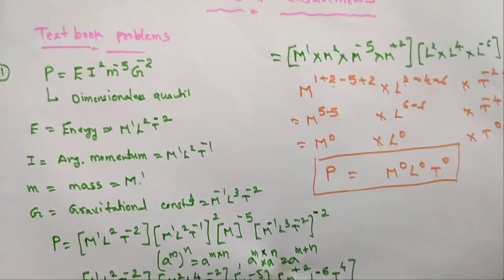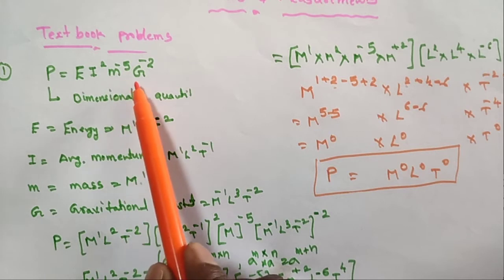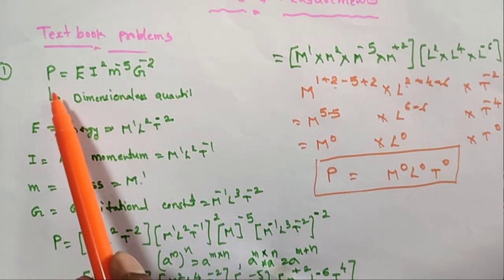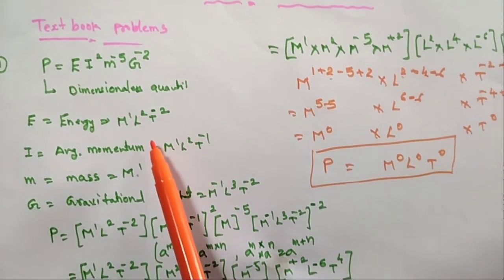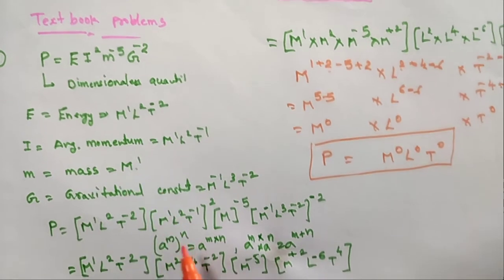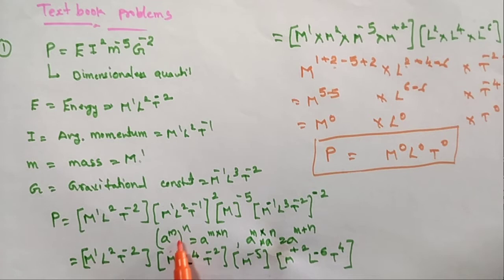So this is the first problem. P is equal to E I square m power minus 5 G power minus 2. Show that P is a dimensionless quantity. By using all the dimensional formulas, you can write down the dimensional formulas first. After that you can substitute in this equation by using the formulas a power m whole power n and a power m into a power n.